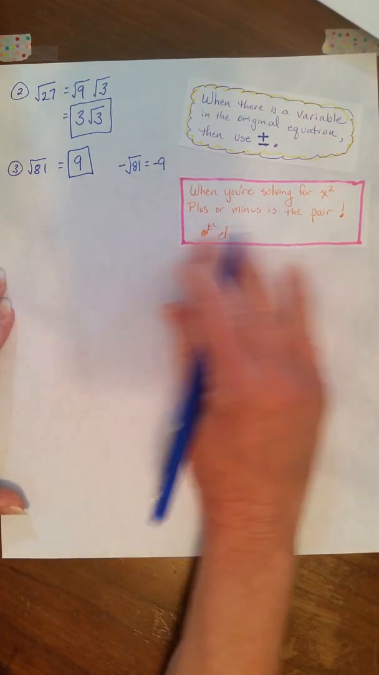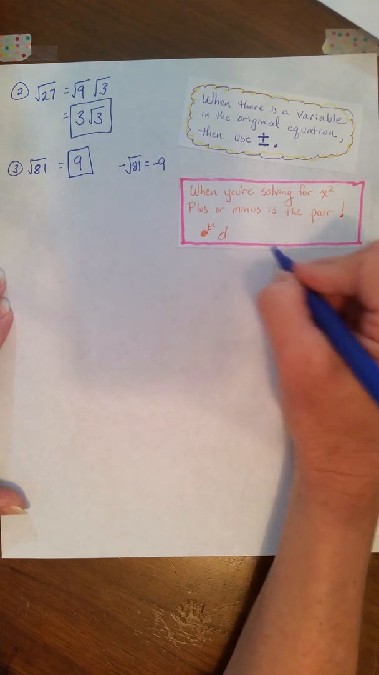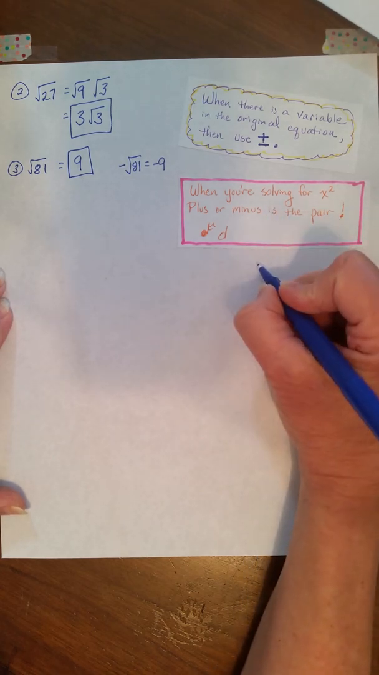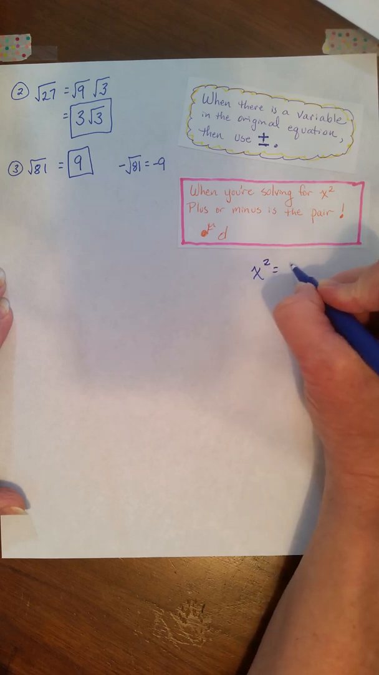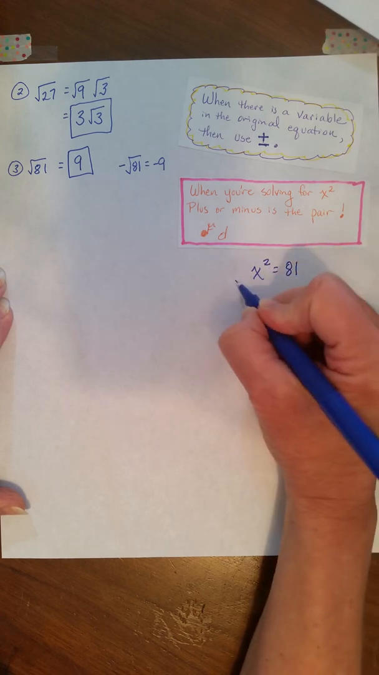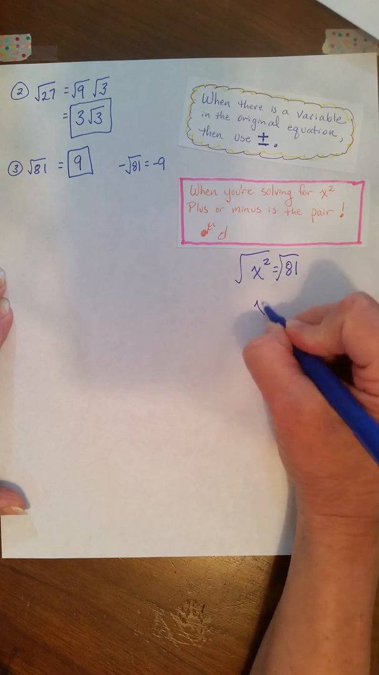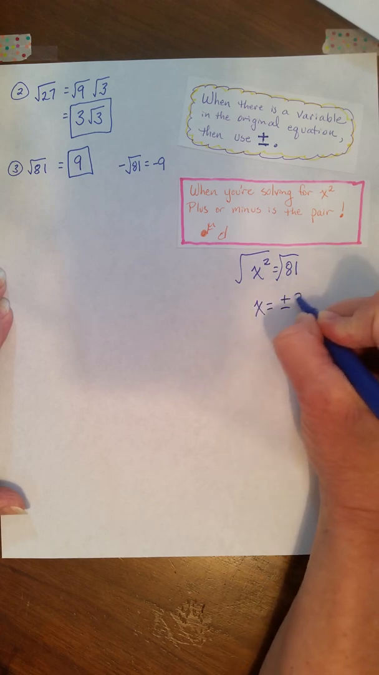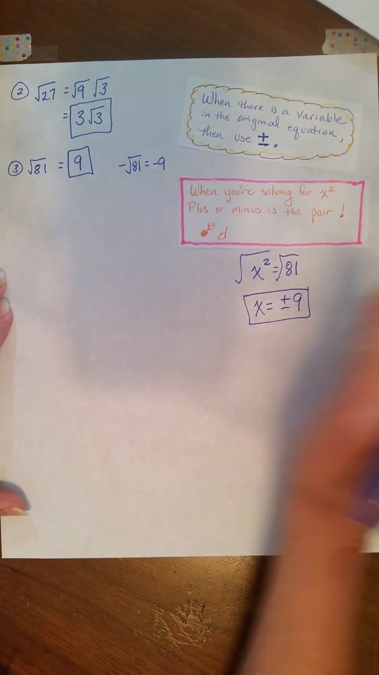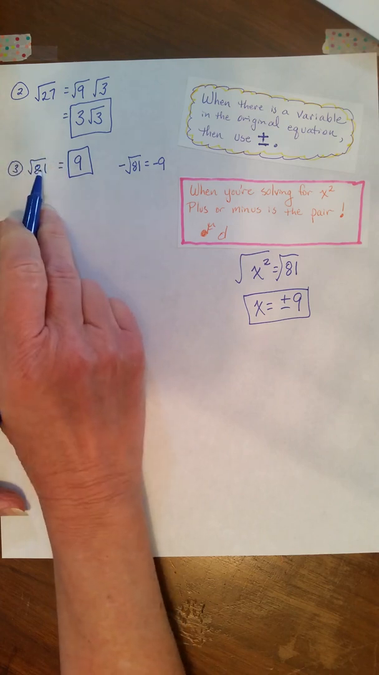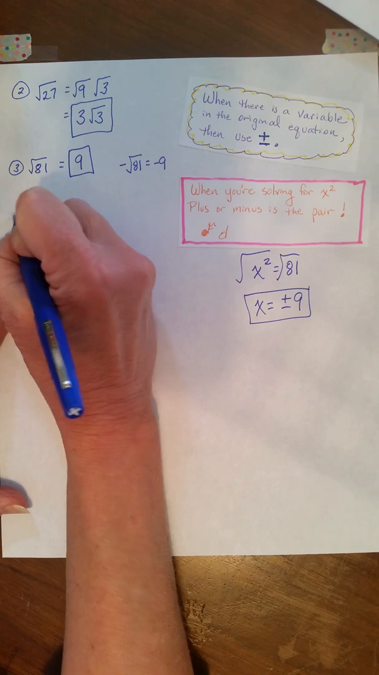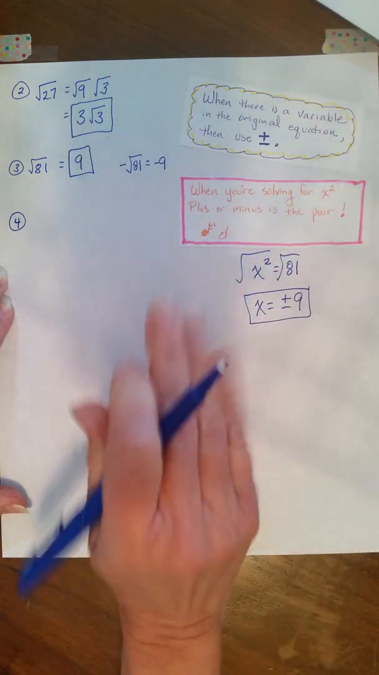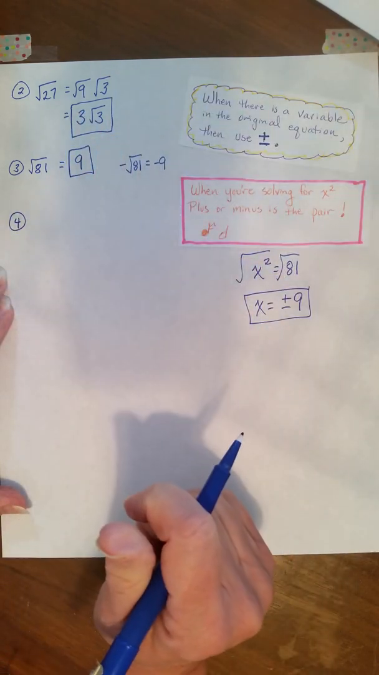Okay, number 4. So here's the thing. Let me just show you this. If you're solving for x squared, then plus or minus is the pair. For example, if I had x squared equals 81, and I take the square root of both sides, then I would need to say plus or minus 9. But if there's no x, you just give the root. I took a little side trip there, but that's some important stuff to keep in mind.